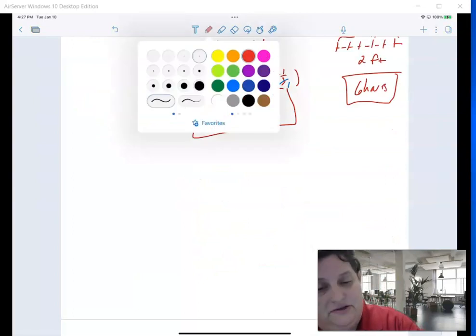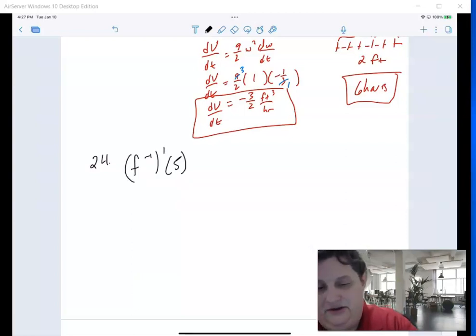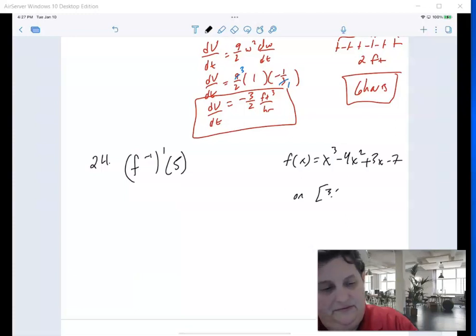Okay, let's look at number 24. I'm looking for f inverse prime of 5, and I know f of x is x cubed minus 4x squared plus 3x minus 7 on the interval 3 to infinity. Why is it telling me that? Well, we'll see in just a minute.